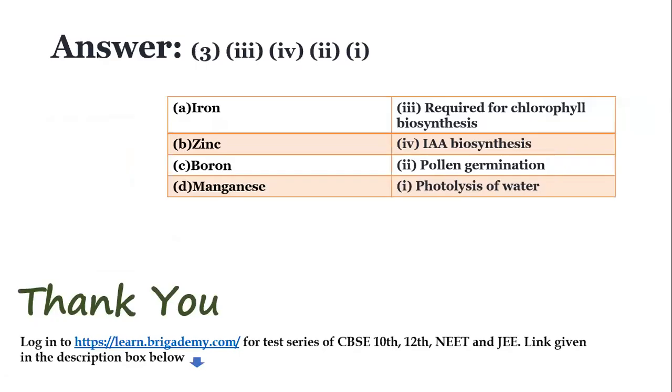So the correct option is option number 3, that is iron required for chlorophyll biosynthesis, zinc for indole acetic acid biosynthesis, boron for pollen germination, and manganese for photolysis of water.